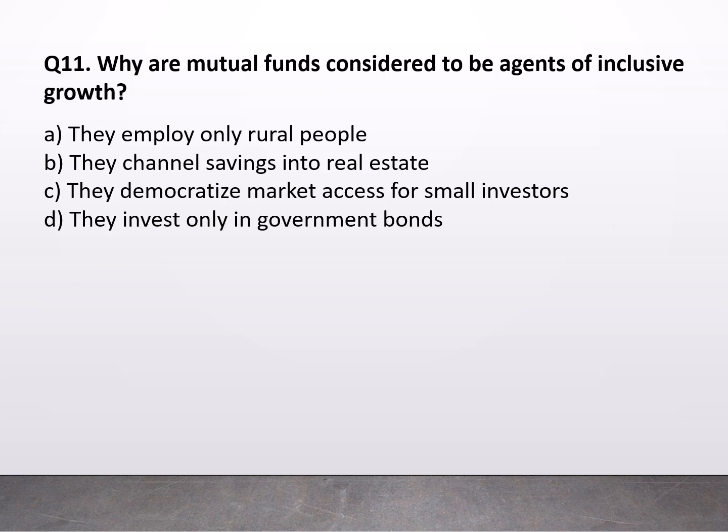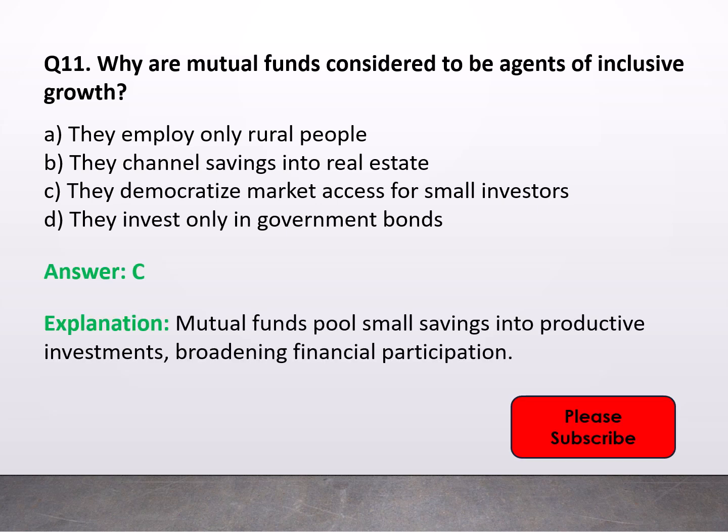Next question. Why are mutual funds considered to be agents of inclusive growth? Option A, they employ only rural people. Option B, they channel savings into real estate. Option C, they democratize market access for small investors. And option D, they invest only in government bonds. Correct answer is option C. Mutual funds pool small savings into productive investments, broadening financial participation.